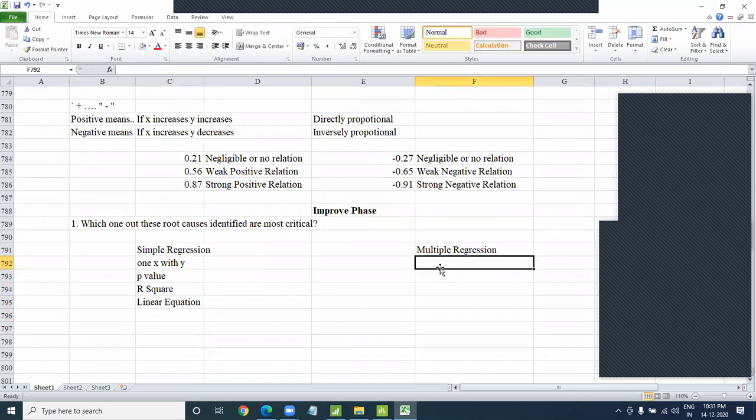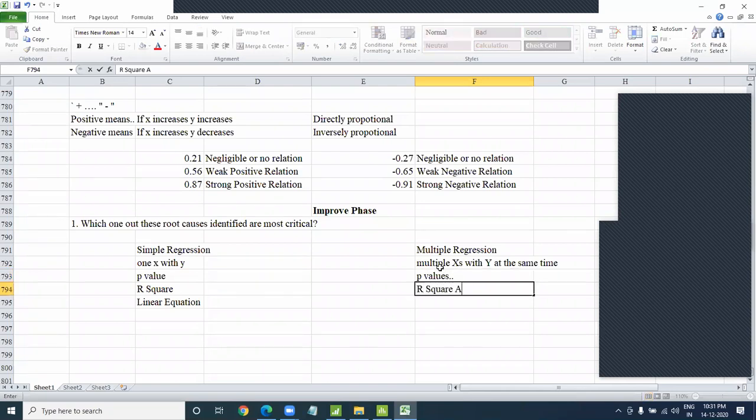Multiple regression, we test multiple x's with y at the same time. We get p-values because there are multiple x's. We look at R square adjusted in case of multiple. What is that? We'll understand. And we get a linear equation here also.